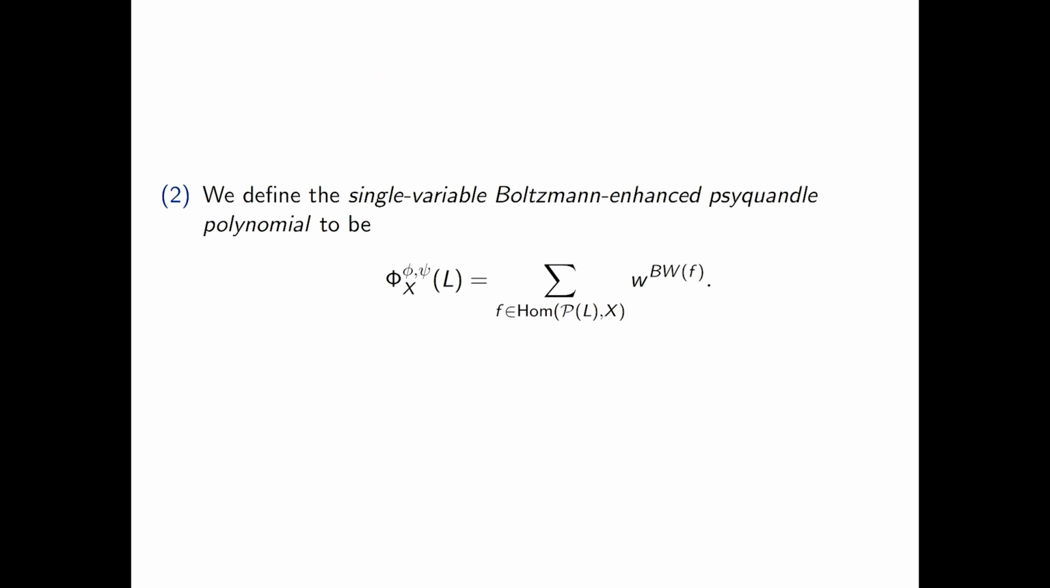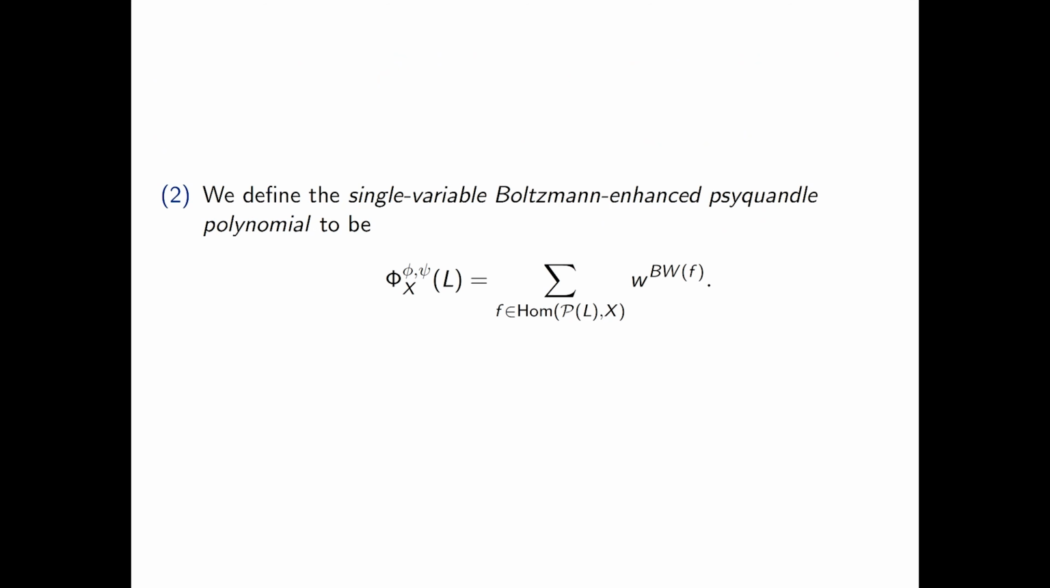And so now we can define a single variable Boltzmann enhanced Psyquandle polynomial. So this is going to be the enhancement to the counting invariant. And so the way this is defined is that we pick a variable that we're going to call W, and we're going to have the Boltzmann weight of each coloring as an exponent of this variable W. So here we're summing over all of our X colorings. So at the end, we're going to get a polynomial in the variable W with the powers indicating the Boltzmann weight of the coloring.